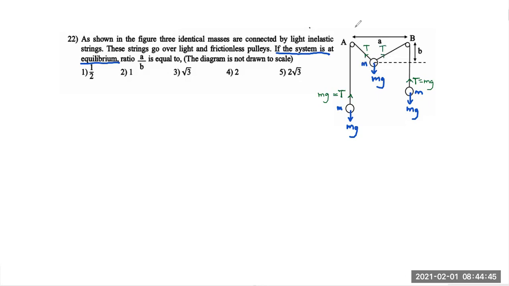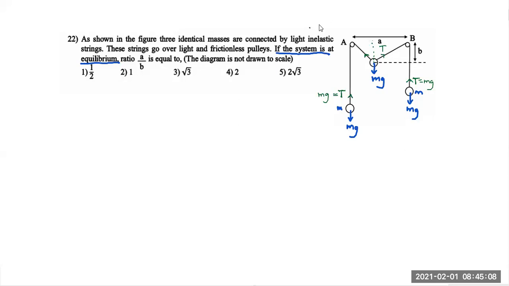Now let's analyze. Same tension here. Now we are supposed to find a relationship between A and B, the lengths. That means you definitely need to know something about these angles. Then, based on the angle, if you take the tan value, you can come up with an answer. That's the plan.